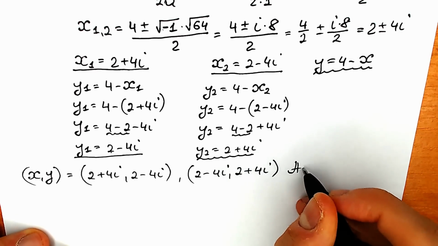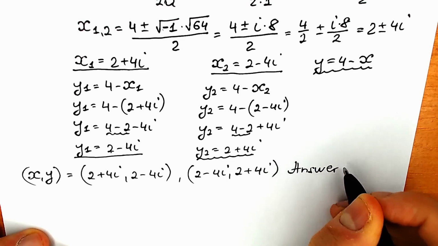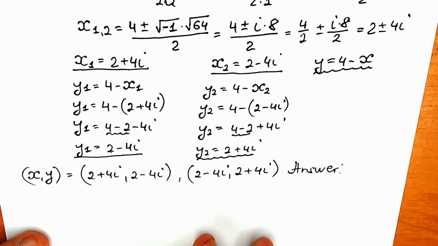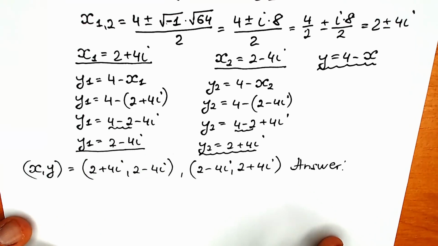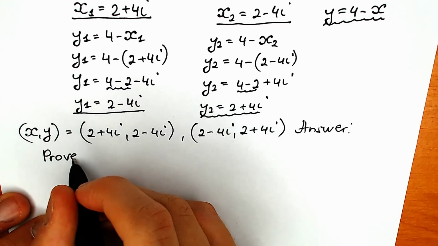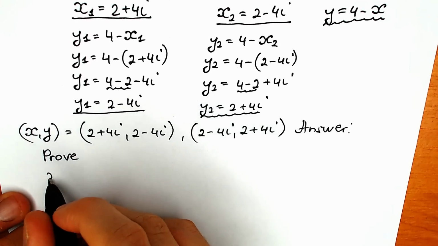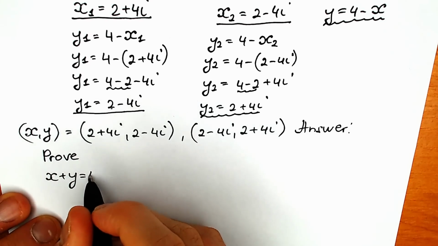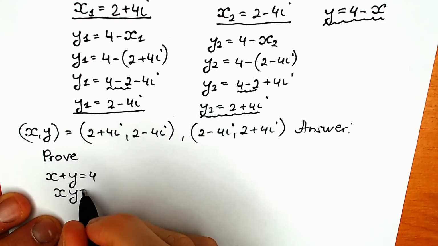So this is our answer, okay? Obviously, this is our answer. Both pairs, we found it. And right now, let's check our solutions. Here we have proof. Let's rewrite our expression from the beginning. So we have that x plus y equal to 4 and xy equal to 20.